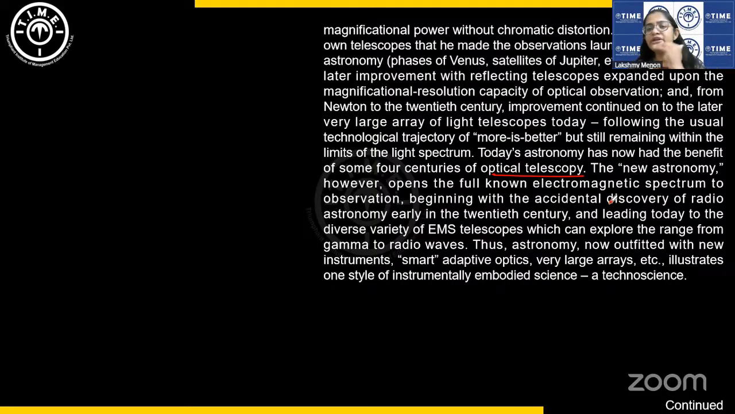So, how instruments have had an effect on astronomy. This is the first part, and the author calls astronomy techno-science. That is, it's an instrumentally embodied science, a science that has been facilitated by instruments.